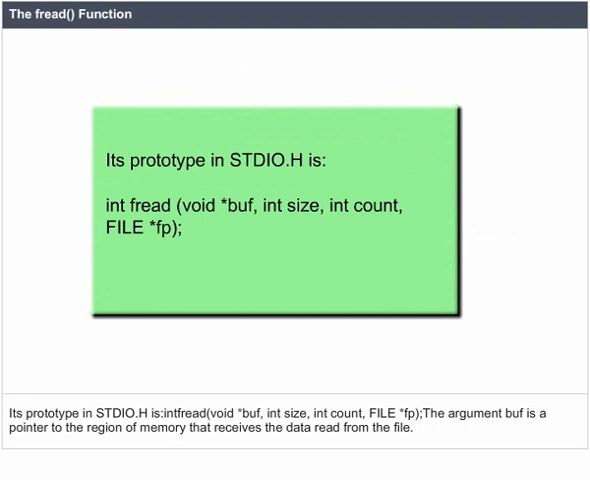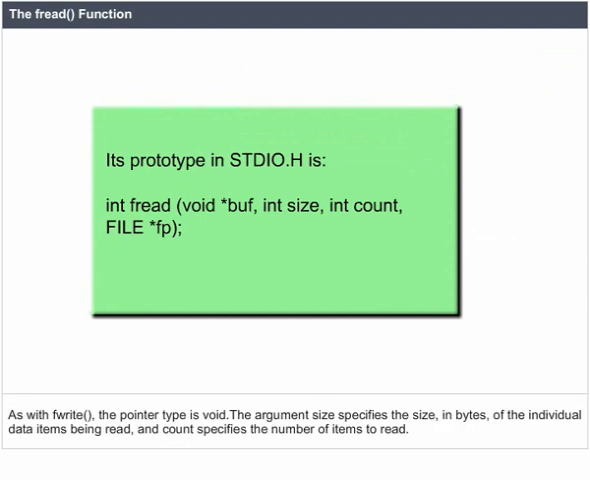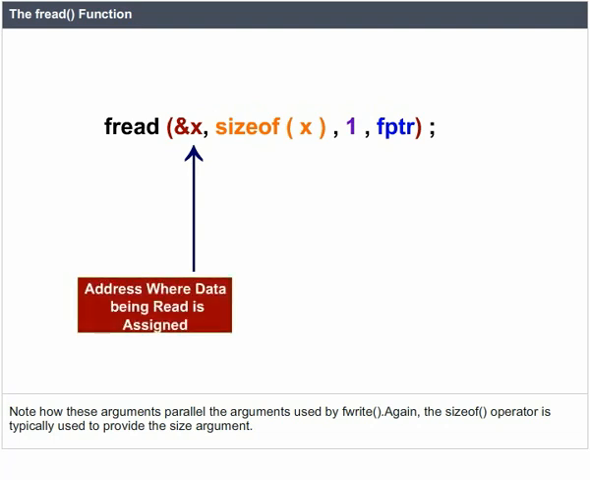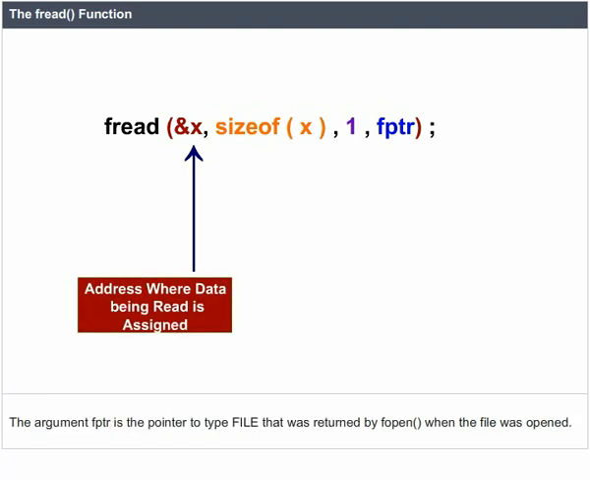The argument buf is a pointer to the region of memory that receives the data read from the file. As with fwrite, the pointer type is void. The argument size specifies the size in bytes of the individual data items being read, and count specifies the number of items to be read. Note how these arguments parallel the arguments used by fwrite. Again, the sizeof operator is typically used to provide the size argument. The argument fp is the pointer to type FILE that was returned by fopen when the file was opened.